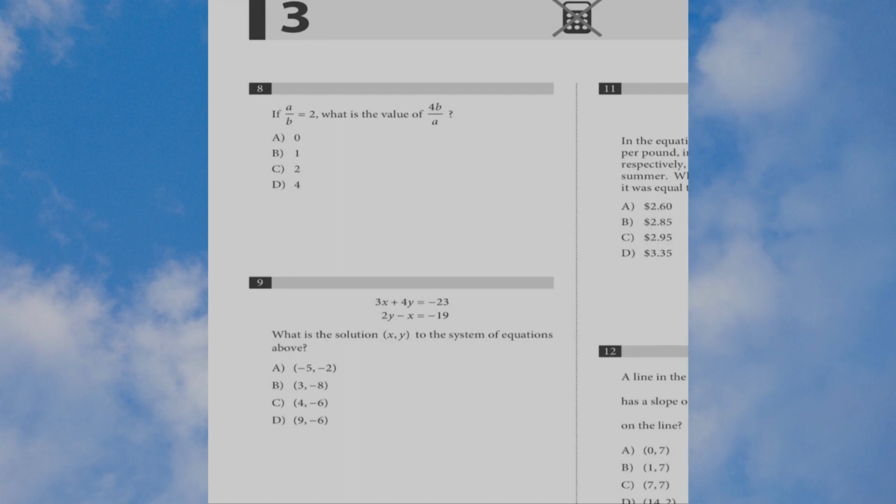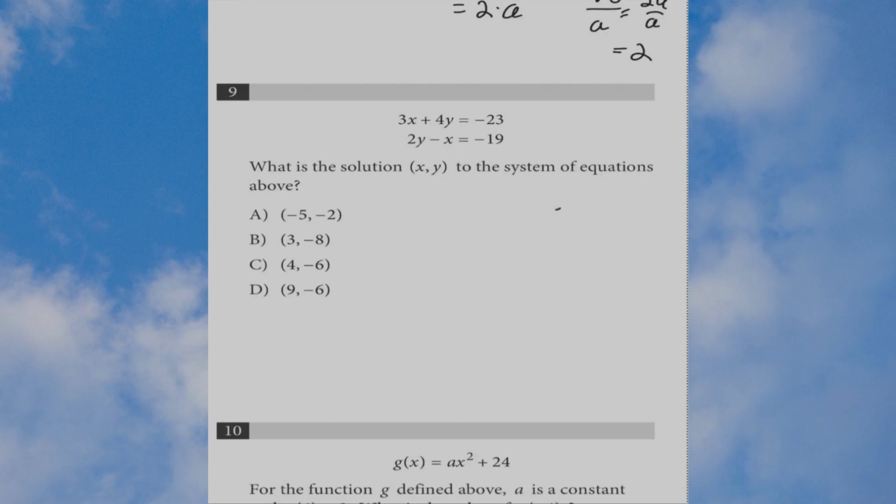For question 8, we have if a divided by b is equal to 2, what is the value of 4b over a? If a over b is equal to 2, we can multiply both sides by b and get a is equal to 2b, or 2b is equal to a. 4b is equal to 2 times 2b. And we know 2b is equal to a. So 2 times 2b can be rewritten as 2 times a. So then we know that if 4b is equal to 2 times a, then 4b over a is equal to 2a over a, which is equal to 2, which is c.